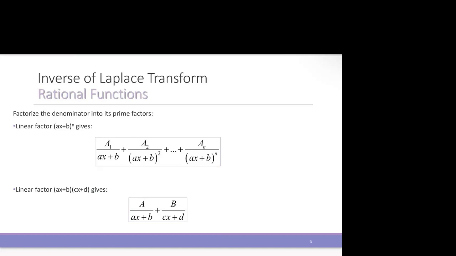So let's continue with the inverse Laplace transform. If we have a rational function, the first thing is to make sure that you have a proper fraction. How do you get a proper fraction? You do it by using long division. After you have done the long division, you have a proper fraction. Then you need to factorize the denominator into its prime factors.